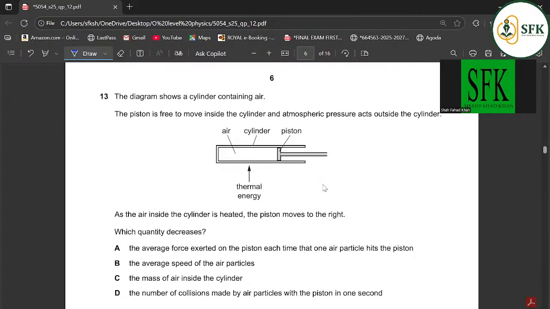The diagram shows a cylinder containing air. The piston is free to move inside the cylinder and atmospheric pressure acts outside the cylinder. As the air inside the cylinder is heated, the piston moves to the right. Which quantity would decrease? The average force exerted on the piston each time that one air particle hits the piston, the average speed, the mass of the air, or the number of collisions made by air particles with the piston in 1 second.